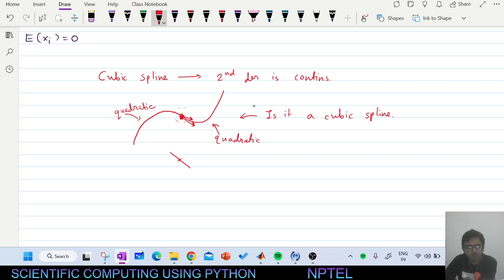But could it be a cubic spline? No, because the condition is that the second derivative is continuous. So this is a quadratic which has this downwards curvature, right? So its curvature, or second derivative, is going to be negative, right?